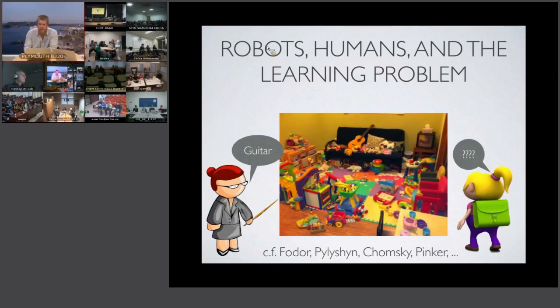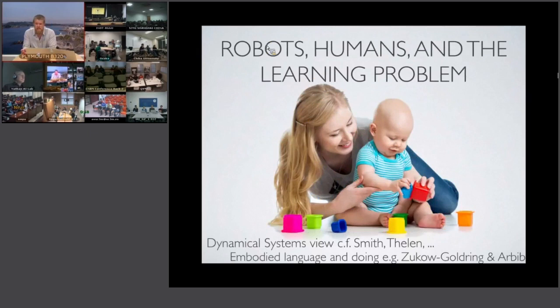However, there is a different view, a different perspective. People like Linda Smith and Esther Thelen criticize this passive view and say we must take a dynamical systems view. In reality, the child is not passive, and the caregiver is rarely passive as well. Infant-directed speech and child-directed speech is usually about whatever the child's attention is focused on. So when the child is playing with an object or looks at something and points and so on, then you might tell the child what the thing they're pointing at is or what the thing they're playing with is.